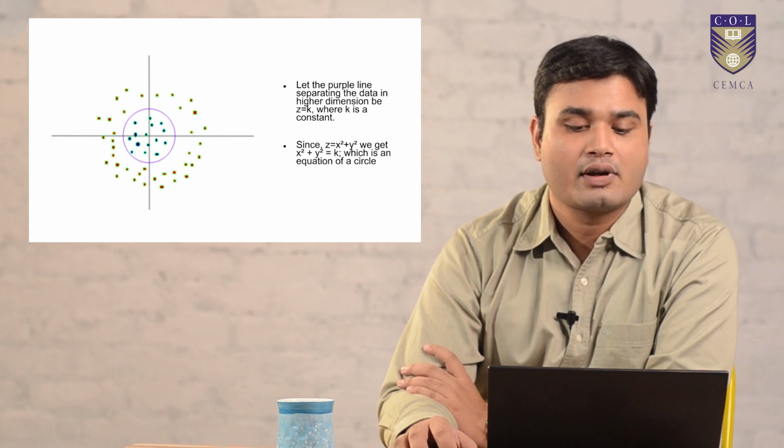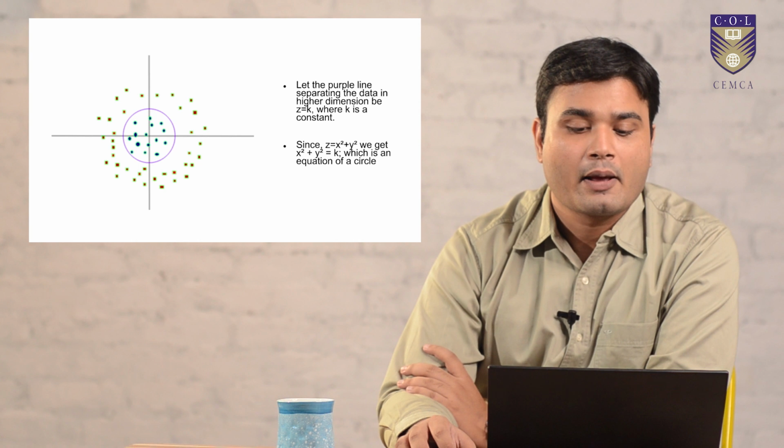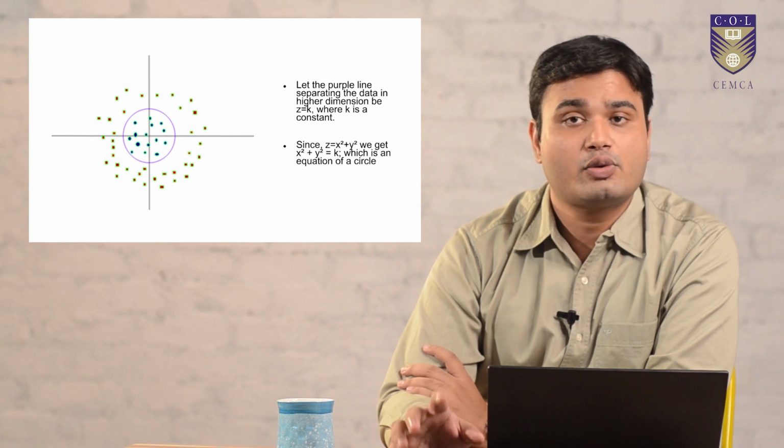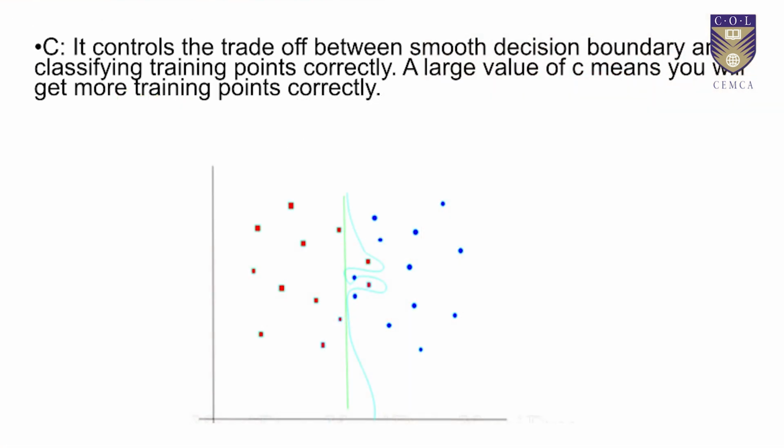This is how support vector machines work. And more importantly, there are two parameters that we must keep in mind when we are developing SVM. The first parameter is called C. It is basically a trade-off between the smoothness of the decision boundary that we are building and the exactness of the boundary in dividing the classes.